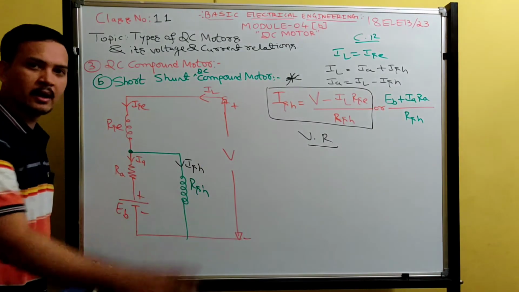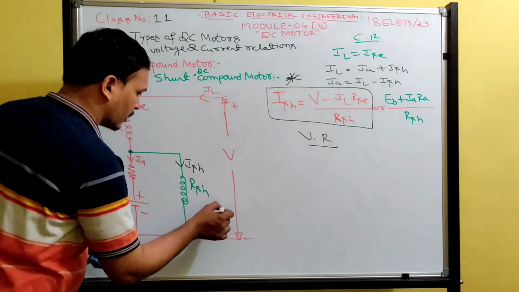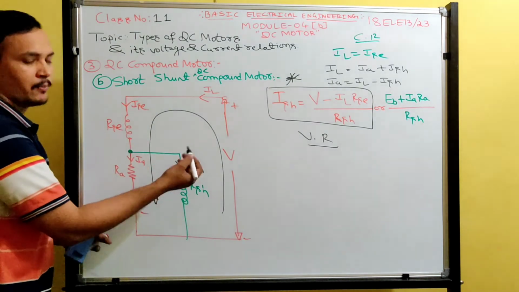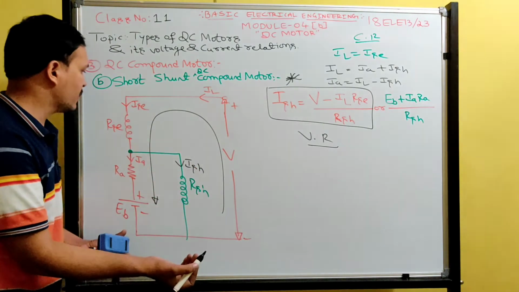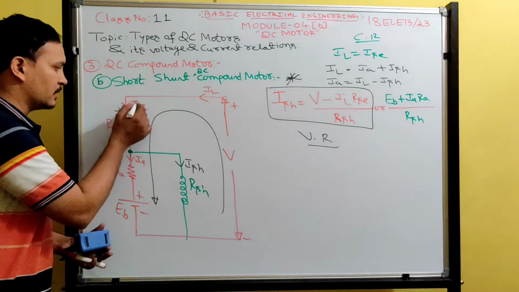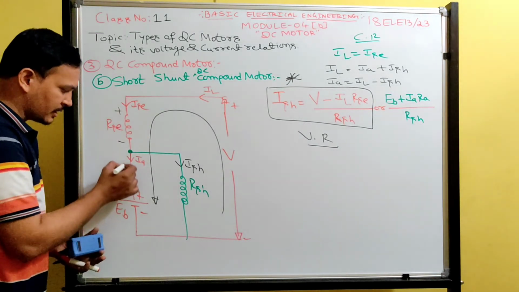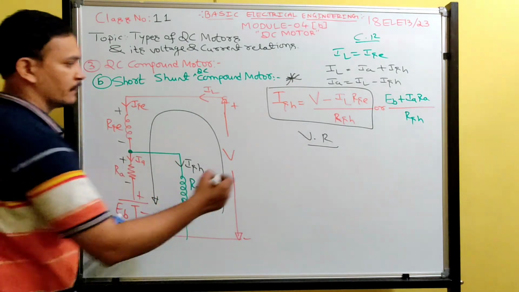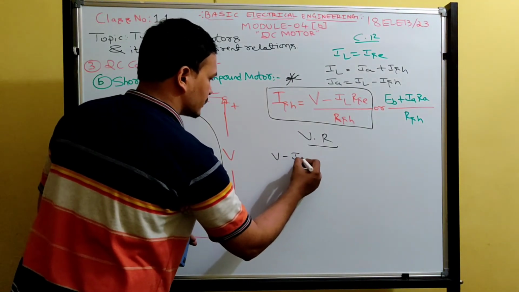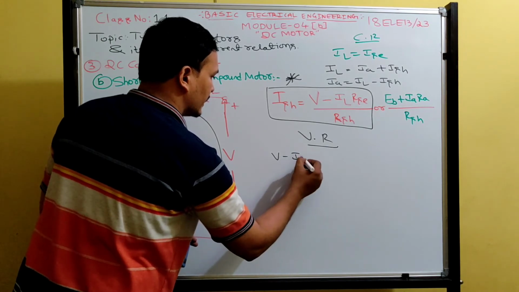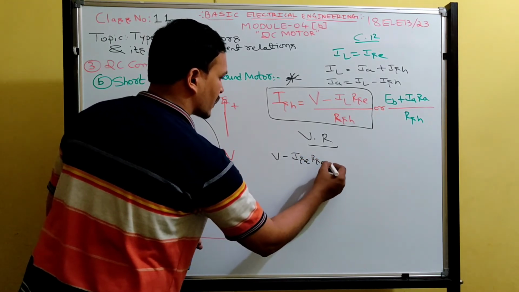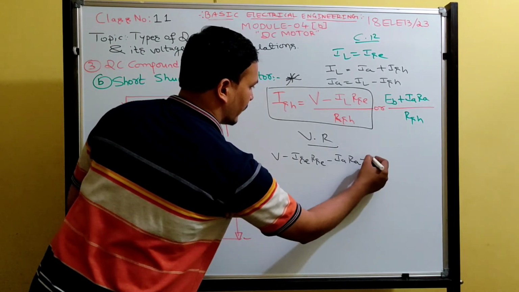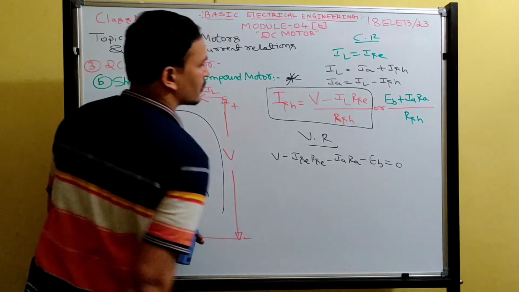Throw this winding at one side. Apply KVL without this winding. That's it. So then you are applying KVL for the outer loop. While applying KVL, what should we mark? Sign conventions. Current entering plus, leaves minus. Armature current is entering the resistance, plus, and leaves minus. Apply KVL to the outer loop. Applying KVL, we get V minus Isc Rse minus IaRa minus Eb equals to what?